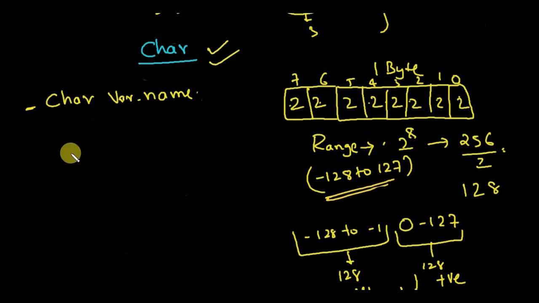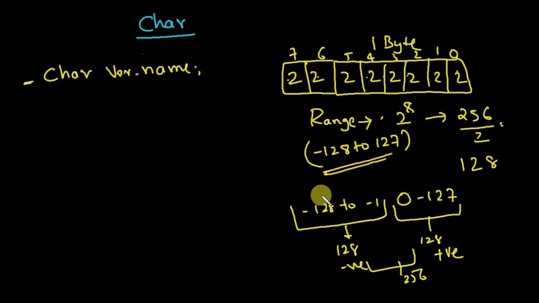If it is an unsigned character, then the range covers the total values. The total value is 256. Then the range is 0 to 255. Some interesting things happen in character.